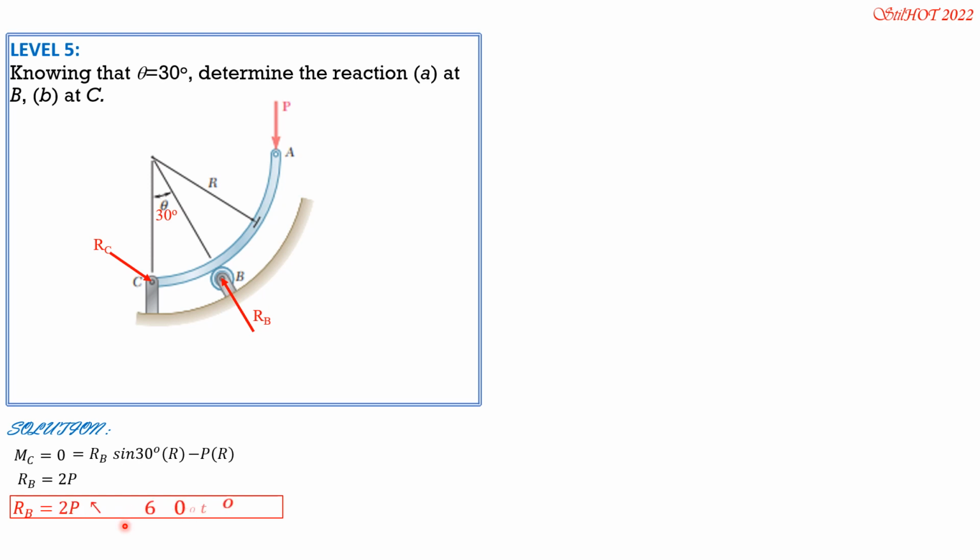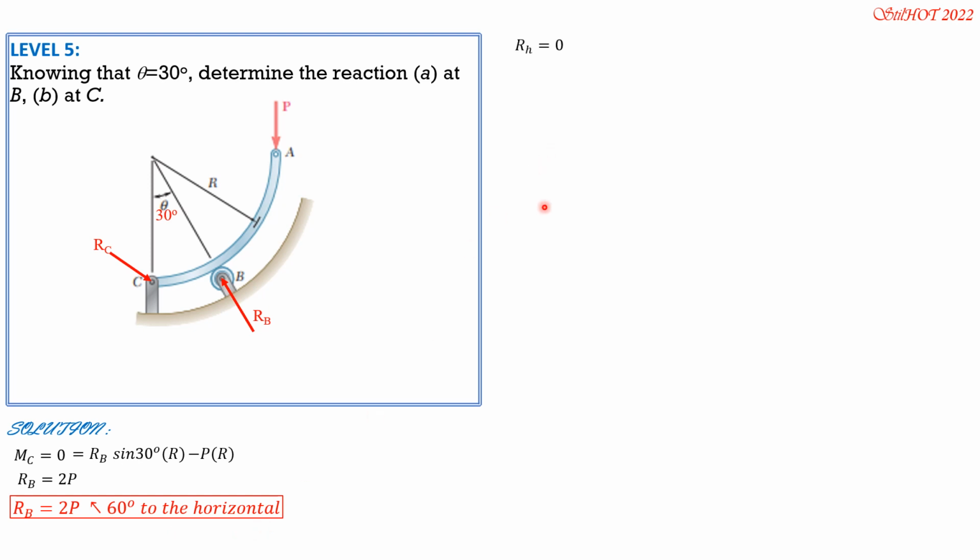RB therefore is 2P up to the left at an angle of 60 degrees to the horizontal, or 30 degrees from the vertical, or 60 degrees to the horizontal. We always express direction from the horizontal.